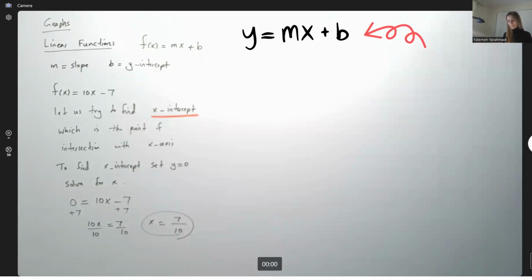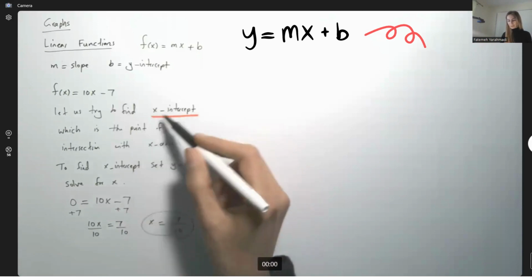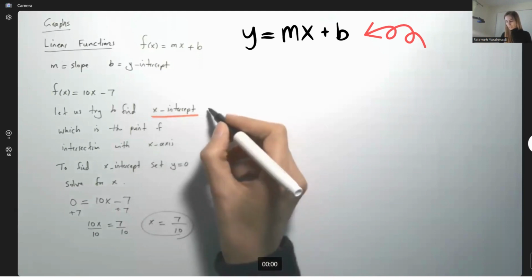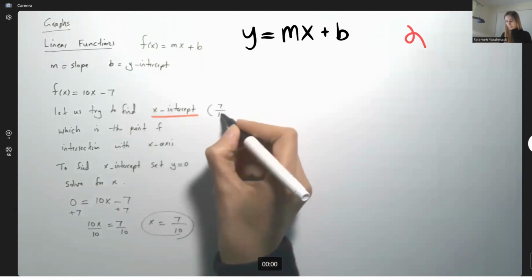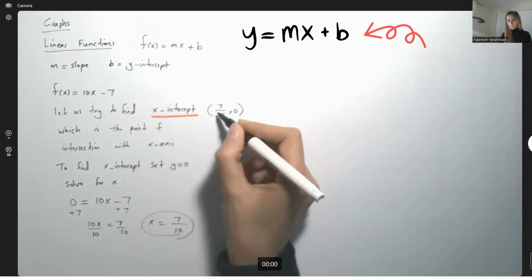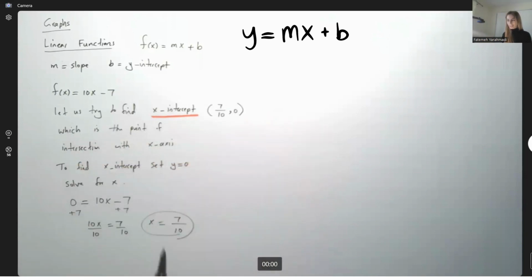What about the x-intercept? Remember, you have a point. You need to represent this with a point. The x-intercept is 7 over 10, 0. At this point, the graph hits the x-axis.